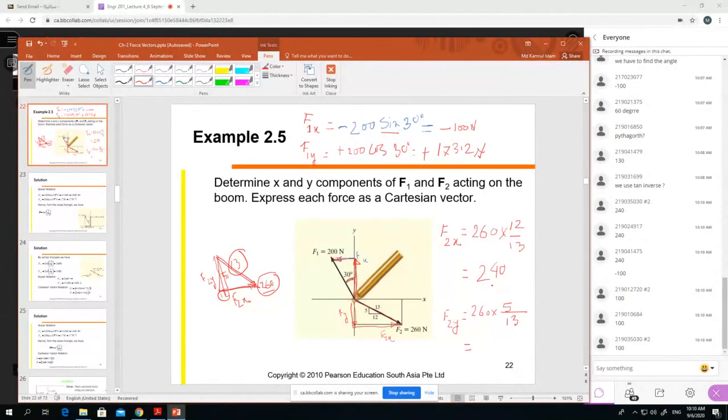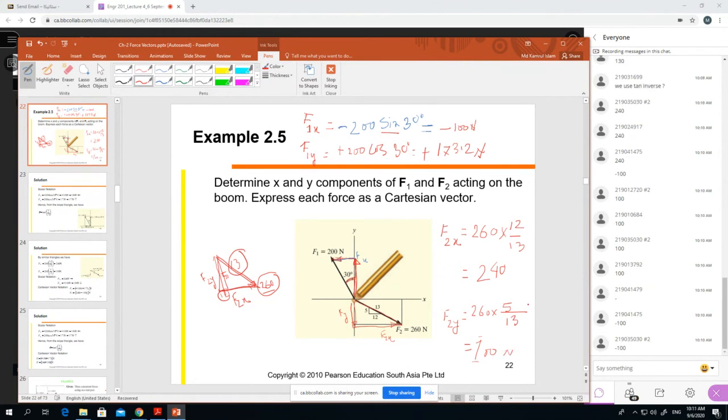F2y is 100. Doctor, minus 100 because the direction is down. Which one? Minus, right? Yes, you are correct. Sometimes I forget to write the minus, so you make me correct it. Thank you very much.